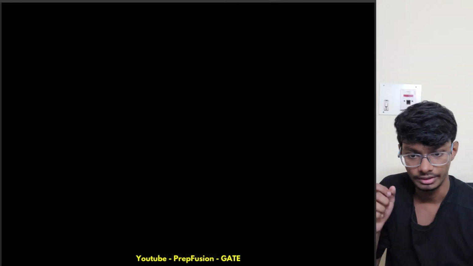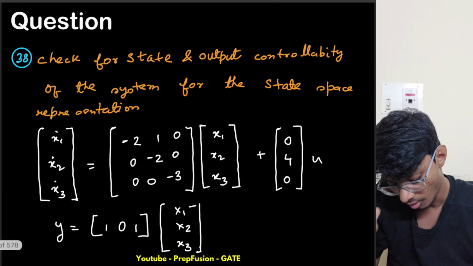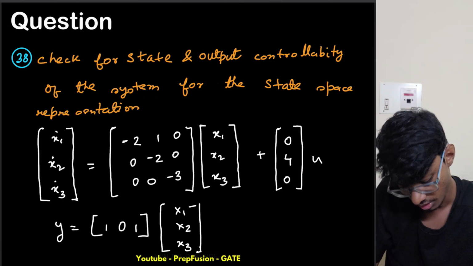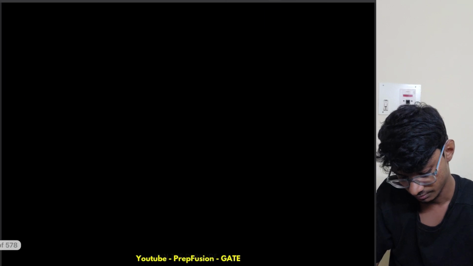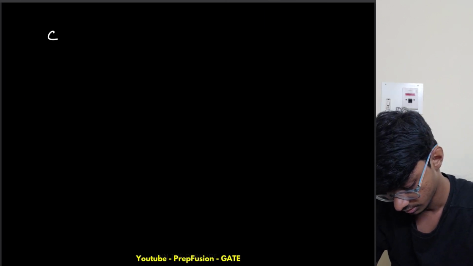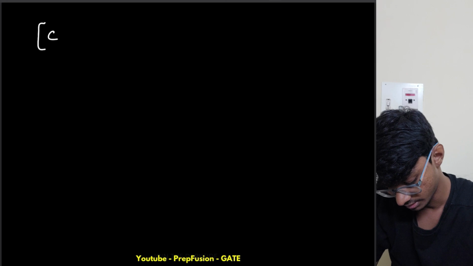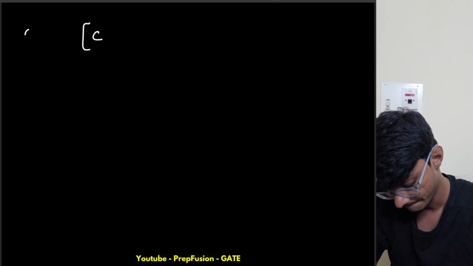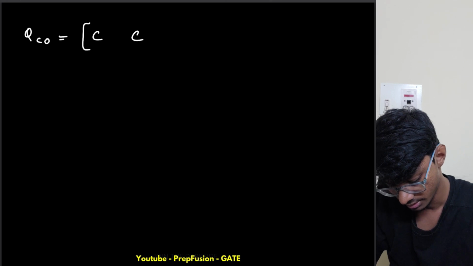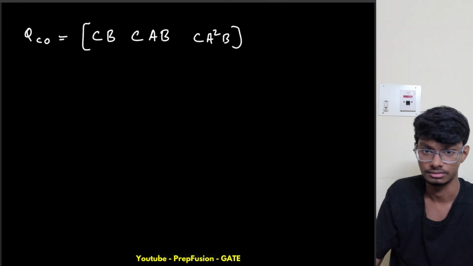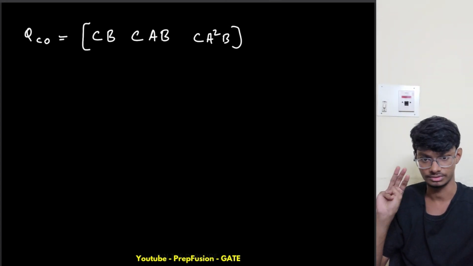Right now let's calculate the output controllability. So how will I calculate? What I have to do is multiply this matrix. This is the QCO. Do it like this: CB, then CAB, then CA squared B. Third order, so I have to do it 3 times.